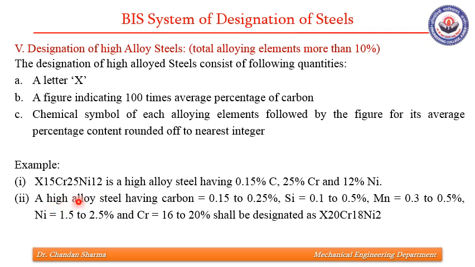We can also do the reverse. A high alloy steel having carbon 0.15 to 0.25%, the mean is 0.2, 0.2 into 100 is 20. Silicon 0.15 to 1.25%, it is less than 1% on average, so it will not be included. Manganese again less than 1%, will not be included. Nickel is 1.5 to 2.5, mean is 2. Chromium 16 to 20, mean is 18. So we'll first put chromium and then nickel. So it shall be X20Cr18Ni2. This is pretty simple.